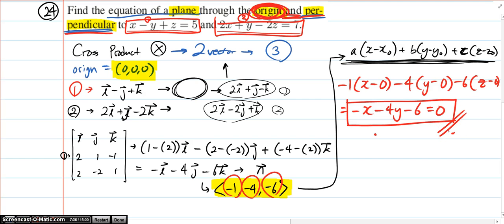So basically I used the cross product of the two vectors from the given planes, so I can get a normal vector for the plane that we want to get.